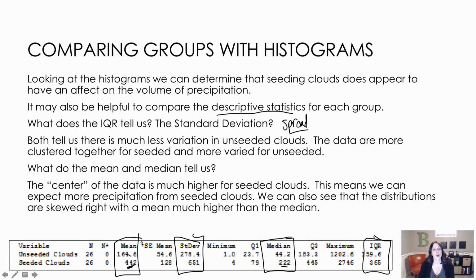We can also notice that our distributions are skewed right. And how do we know that it's skewed right? Because if I'm looking at the mean, it's much higher than the median, which means I've got some tail outliers happening on the right side that are drawing the mean towards it.